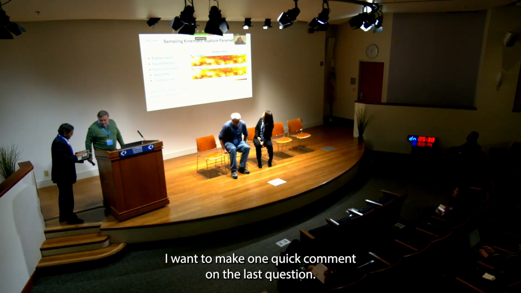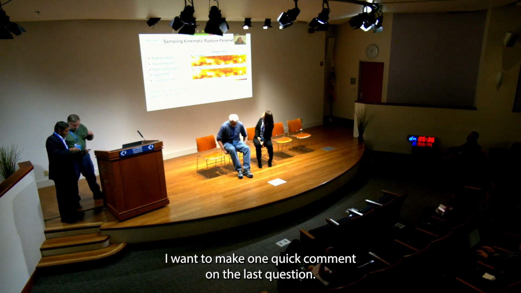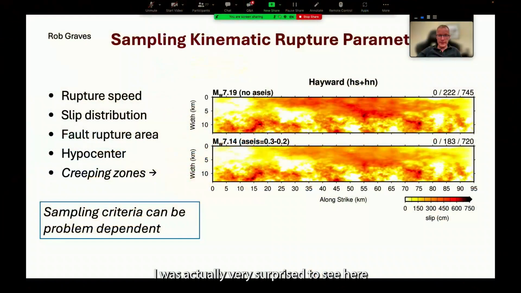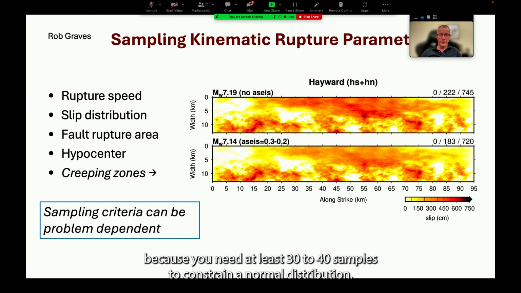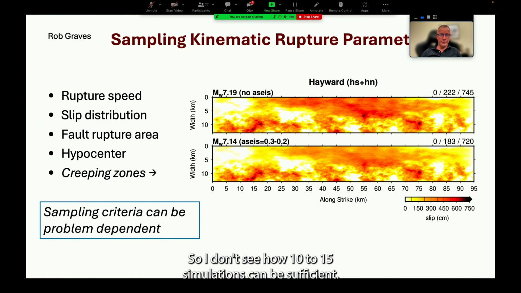I want to make one quick comment on the last question. I was actually very surprised to hear that only 10 to 15 simulations should be sufficient to capture the uncertainty. From a purely statistical point, that wouldn't make any sense, because you need at least 30 to 40 samples to constrain a normal distribution well. I mean, that's taught in Statistics 101. So I don't see how 10 to 15 simulations can be sufficient.